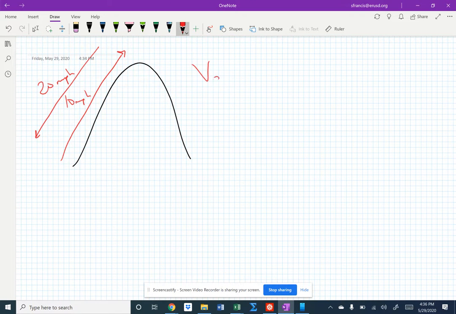So let's remember something here. Average velocity is the total distance divided by the total time. I said total time, but I didn't write it, so let me fix that. Total time.